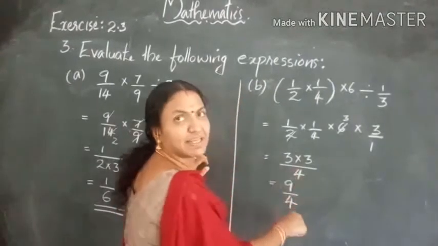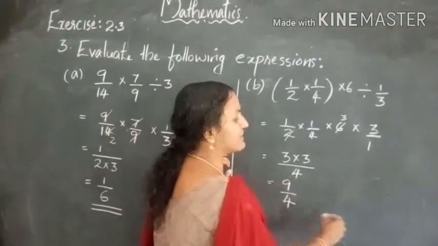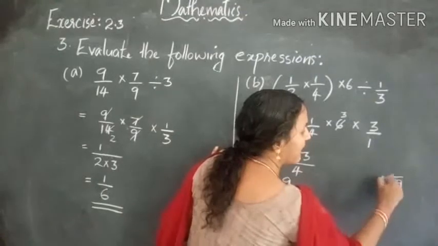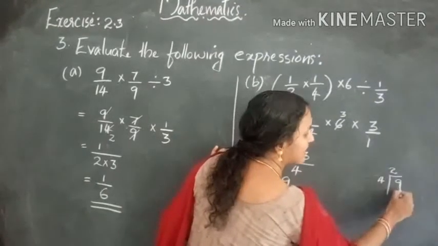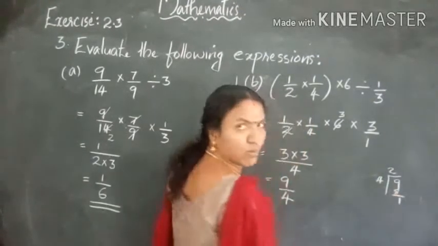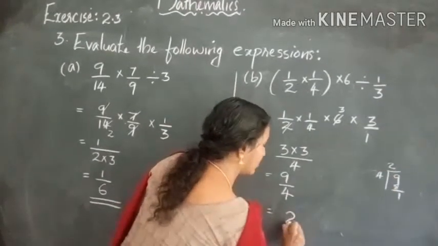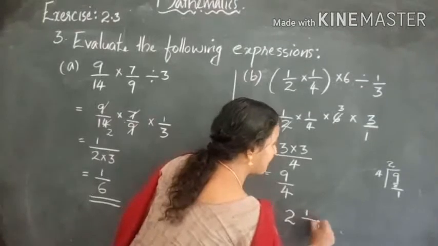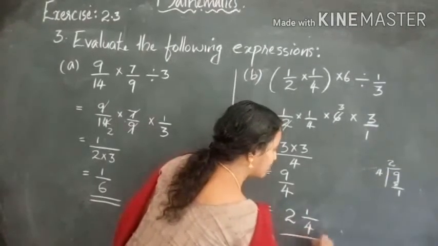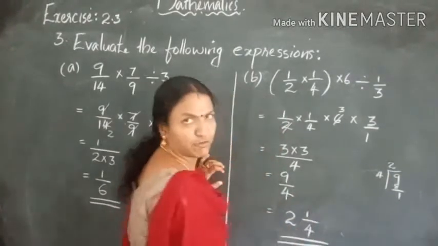9 by 4 is an improper fraction, so convert into a mixed fraction. 9 by 4. 2 4s are 8. The balance 1. So 9 by 4 can be written as the quotient 2 into remainder 1 by divisor, 2 1 by 4.